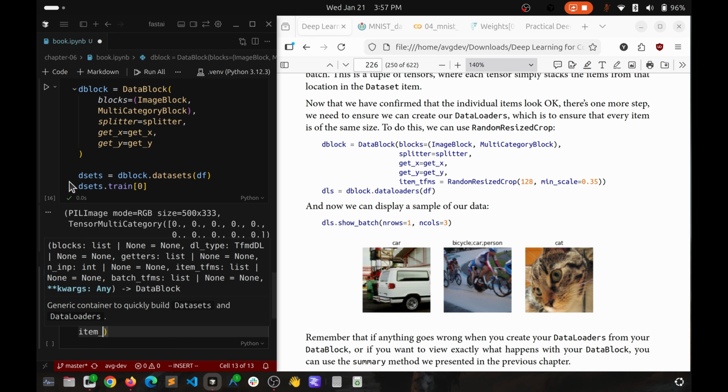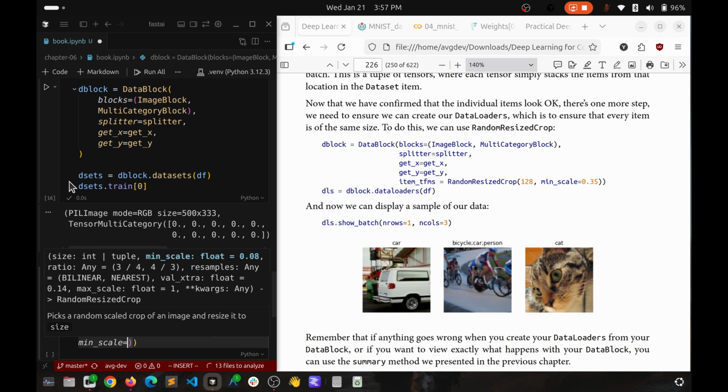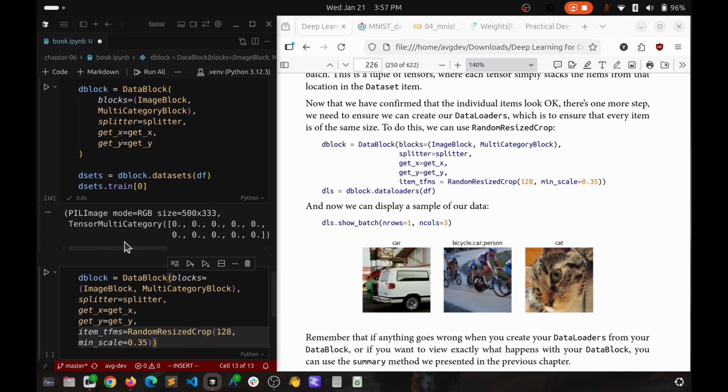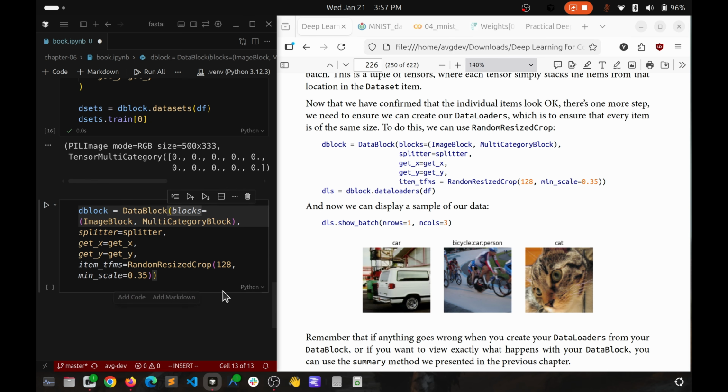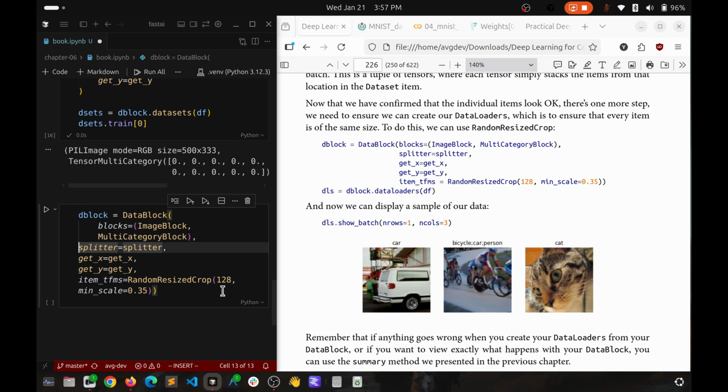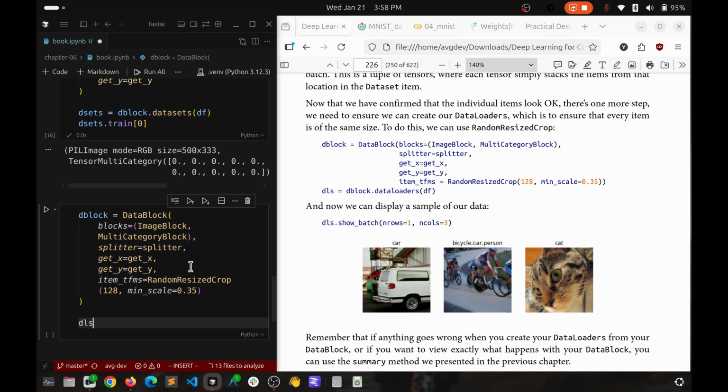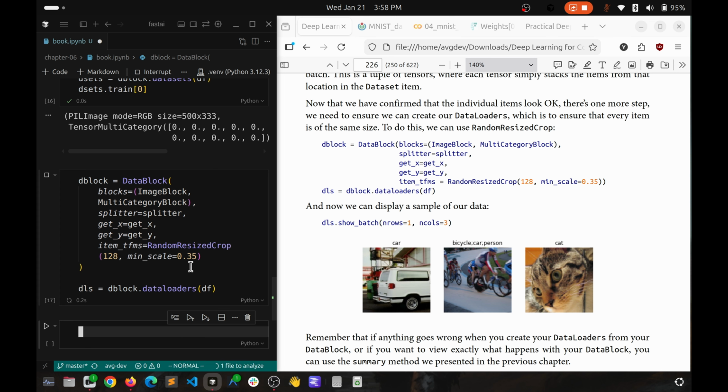So item transformations, tfms, RandomResizedCrop 128, min_scale 0.35. Oops, 0.35. Okay, so let's make that neater again. So blocks, splitter, get_x, get_y, and the item transforms, and end it right there. dls, data loaders, it's going to be dblock.dataloaders with the data frame passed in.